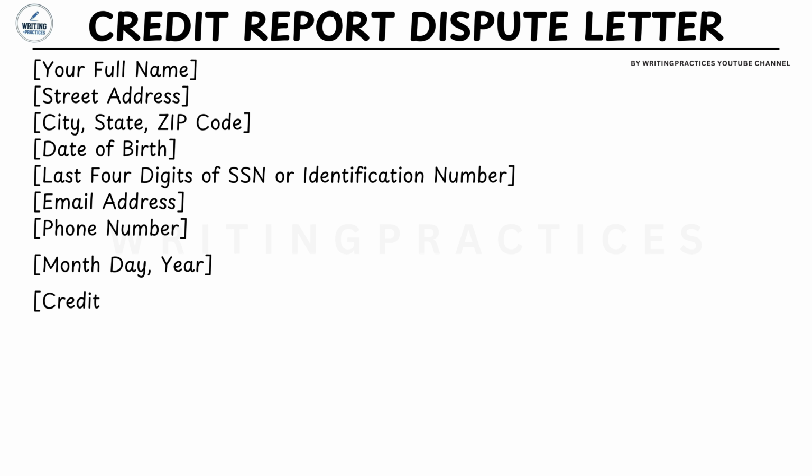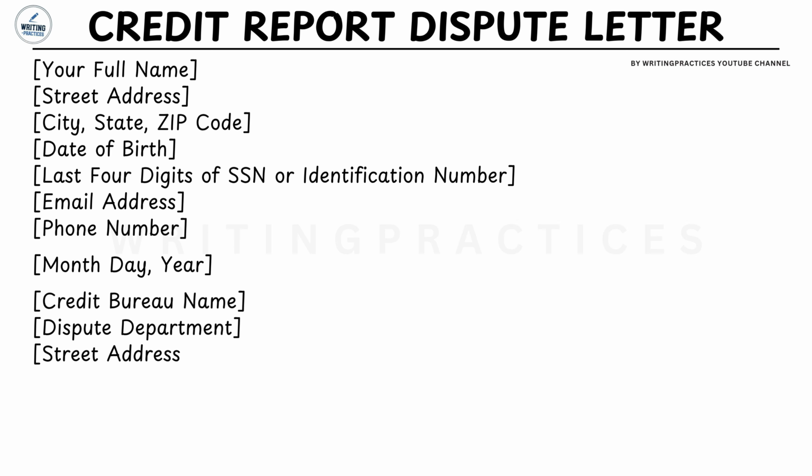Credit Bureau information. This section identifies the credit bureau receiving your dispute. You should include the bureau name, dispute department, and address. For example, Experian, Dispute Department, 475 Anton Boulevard, Costa Mesa, California, 92626. This ensures the dispute reaches the correct department. Pro tip, send disputes to the official dispute address listed by the credit bureau.